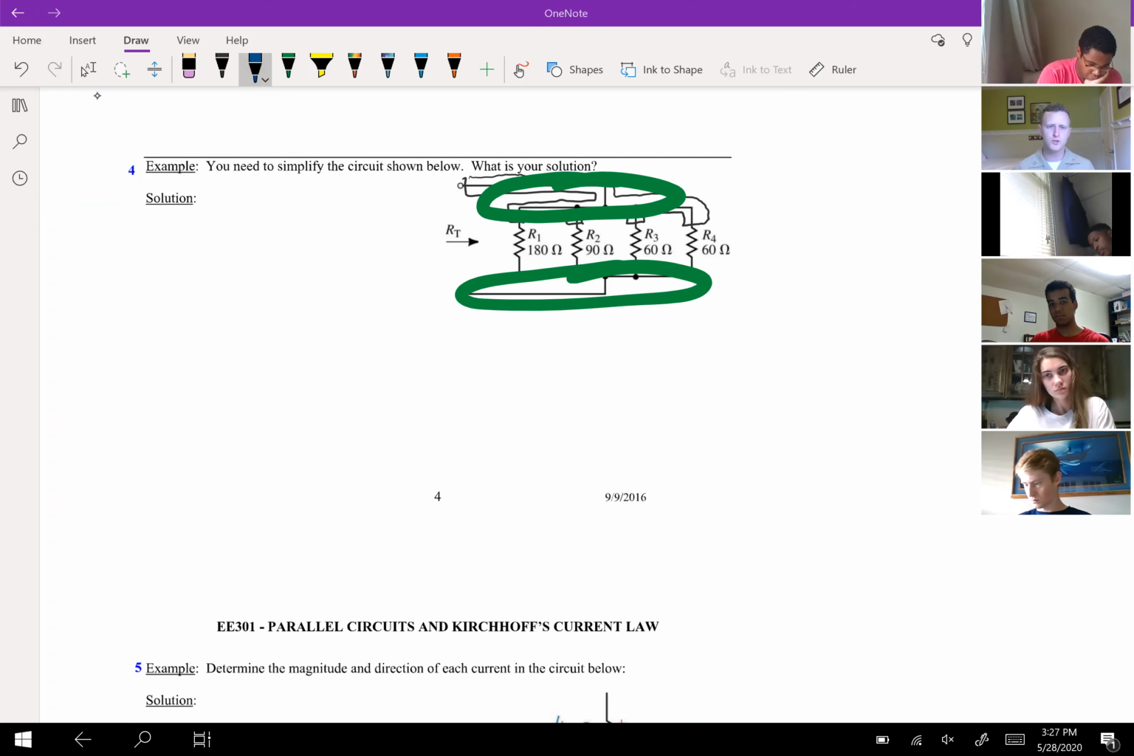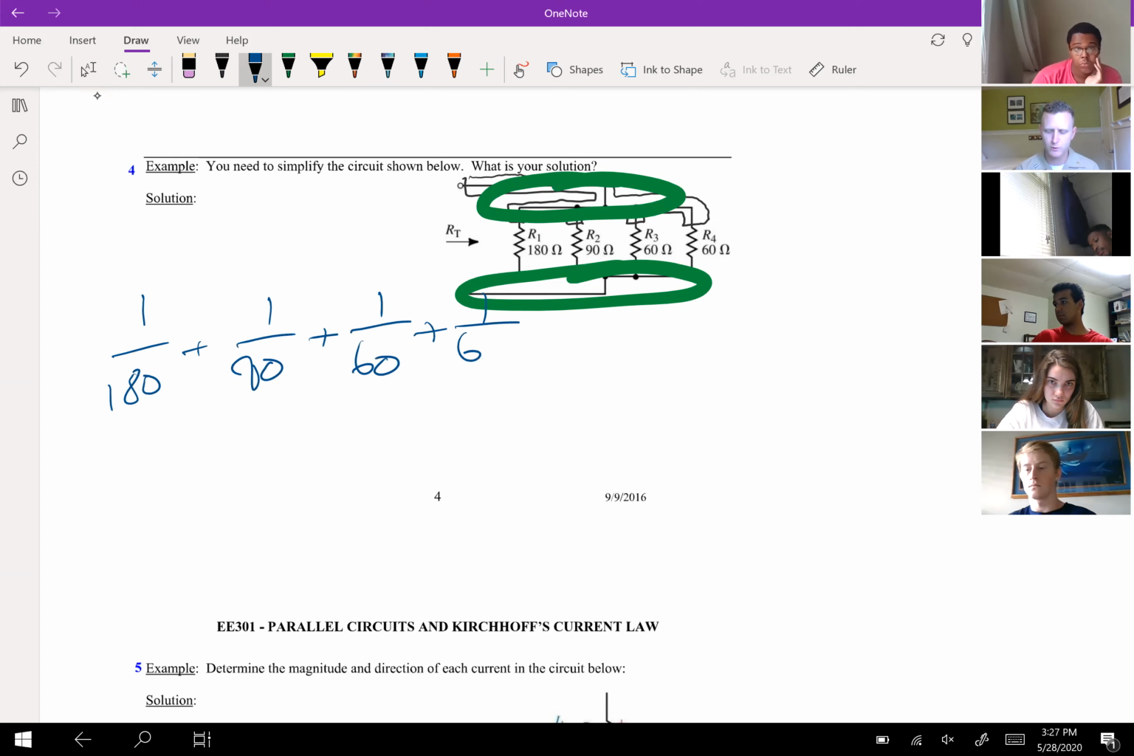And if they share the same 2 nodes on the outside, then that means that they're all in parallel, which means that it's 1 over 180 plus 1 over 90 plus 1 over 60 plus 1 over 60, all of that in parentheses. And there's kind of 2 ways to do this. I usually write it like that just because it's easier. So I put -1, that's what it's to.